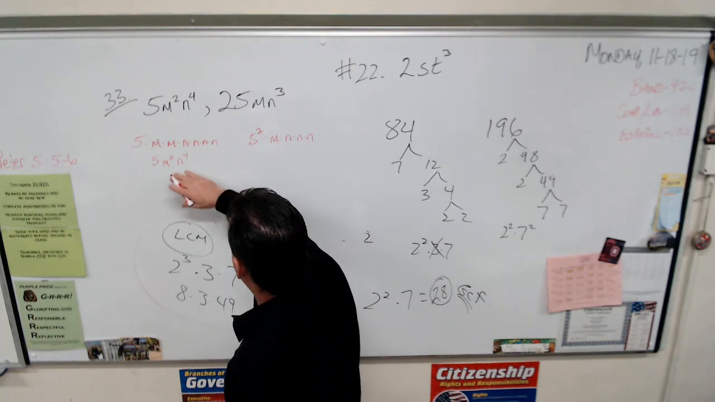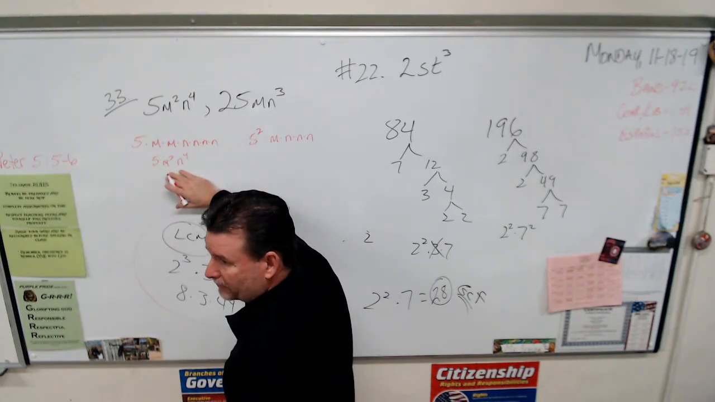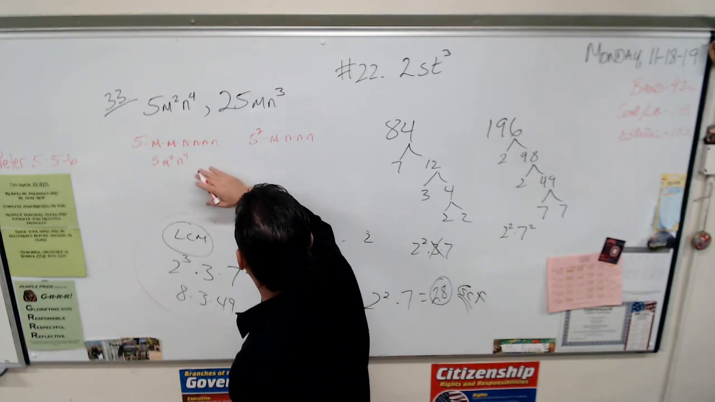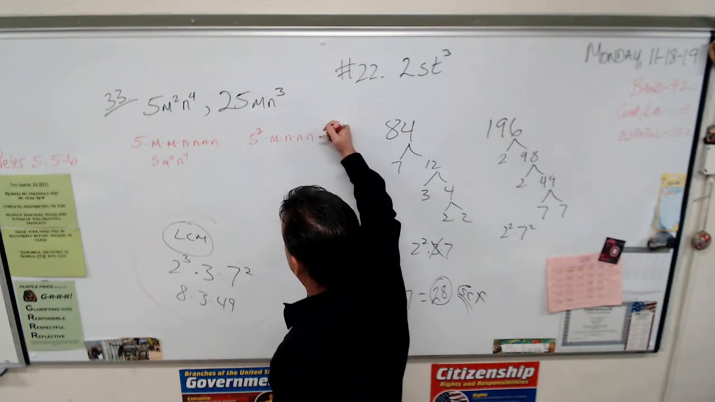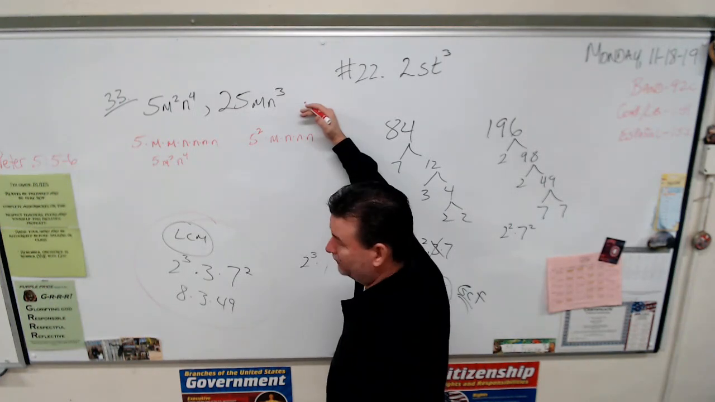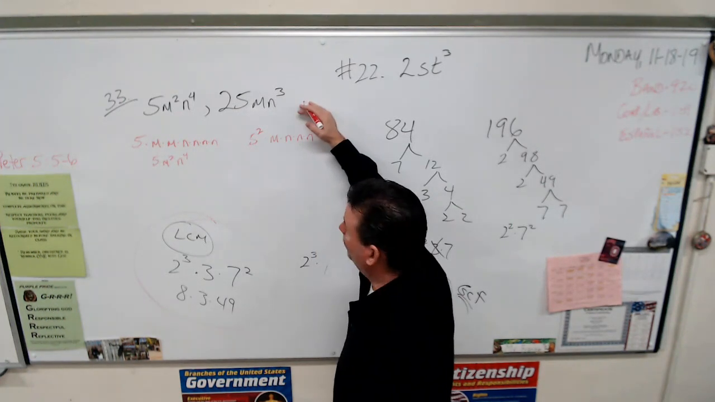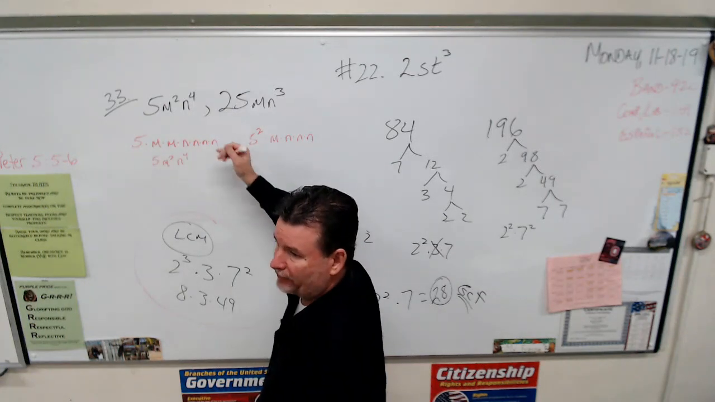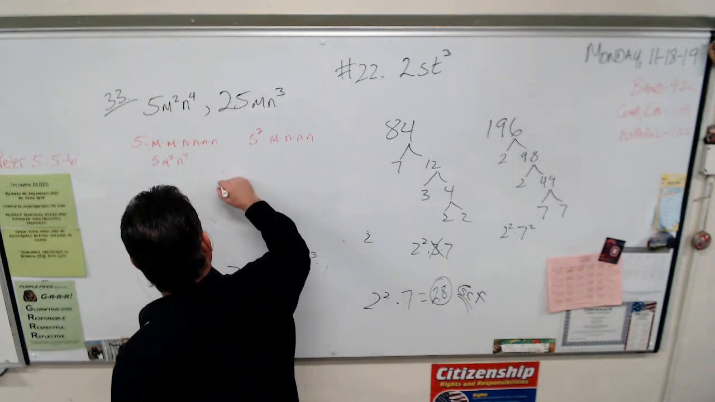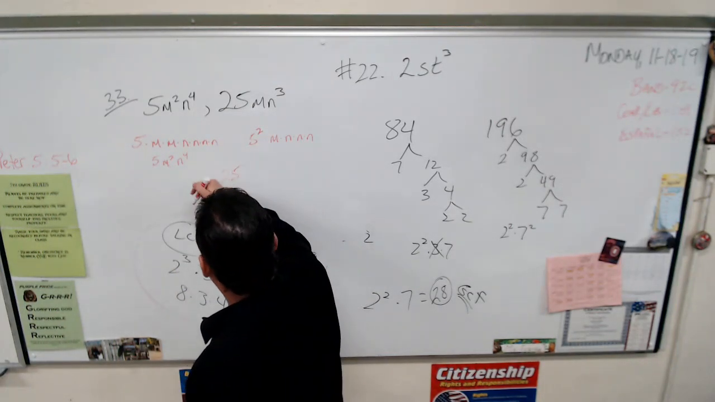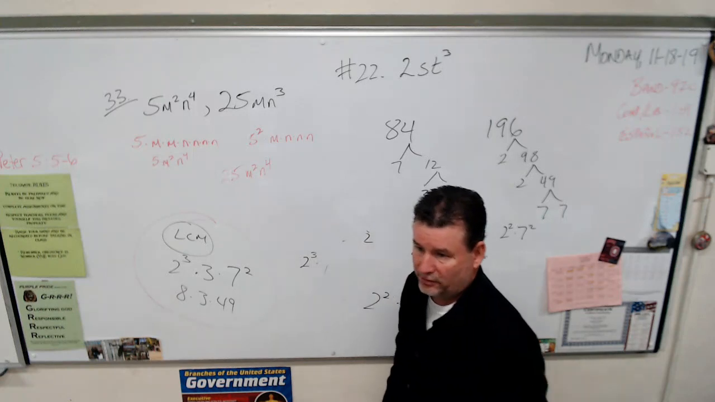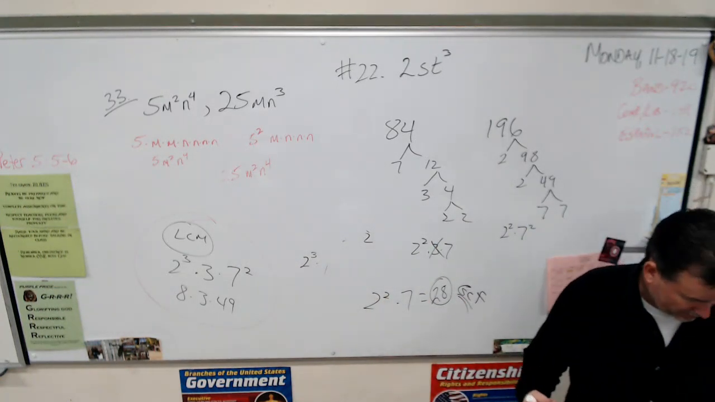So what's the highest power of m? I have an m here and an m squared. What's my highest power of m? M squared. I have an n to the fourth and an n to the third. What's the highest power of n? N to the fourth. What's the highest power of 5? 5 or 5 squared? 5 squared. So it's going to be 25, because 5 squared, m squared, n to the fourth. Use all factors to their highest power.